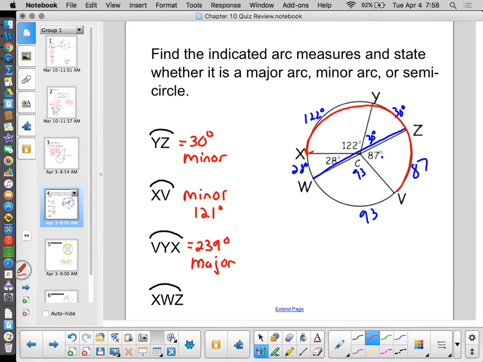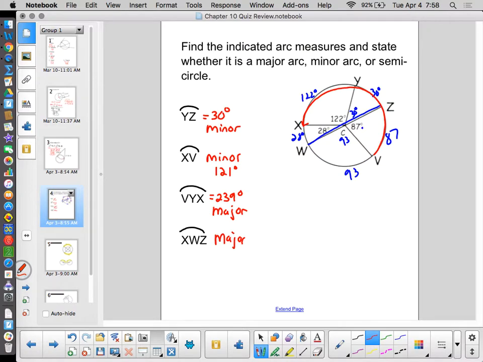XWZ. Oh, okay. That's going to be major again. Three letters, and it's not a semicircle, so it's major. But this part here, let's highlight that. The Z to V to W, that's 180. So 180 plus 28 is 208.